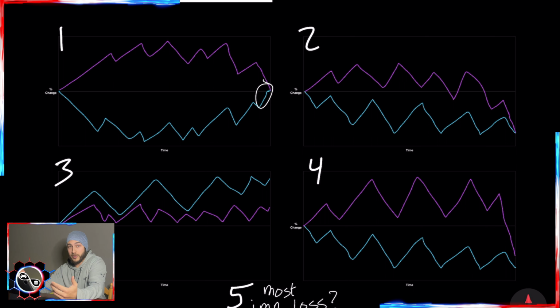In both 3 and 4, there is impermanent loss. So even though both of these coins went up in percentage, because this point and this point are not touching, there is impermanent loss. Same scenario over here. Since they didn't finish at the same percentage, there is impermanent loss.